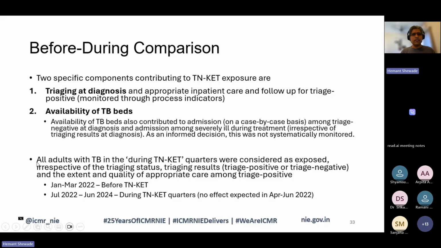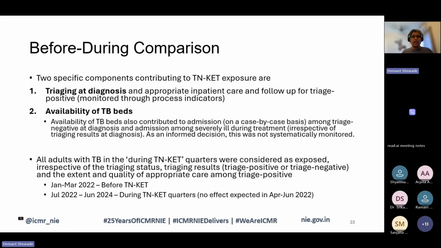In the before-during comparison, all adults with TB in the during TN-KET quarters were considered as exposed, irrespective of their strength of intervention. That is, irrespective of their triaging status, triaging results, and extent and quality of appropriate care among triage positive. So basically, January to March 2022 was taken as before TN-KET, and July 2022 onwards, each quarterly diagnosis cohort at state level was considered as a during TN-KET quarter. For each quarterly diagnosis cohort during the TN-KET period, the TB death rate was compared against the before TN-KET period after adjusting for potential confounders.